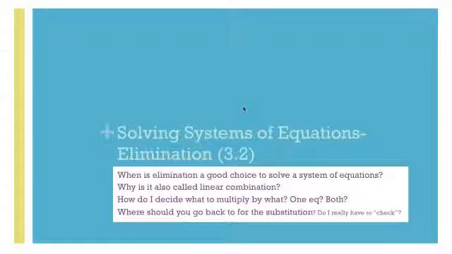If I have to multiply both and that means I don't have to change the sign, that's what I usually choose. And then always go back to your originals and always do your checks.